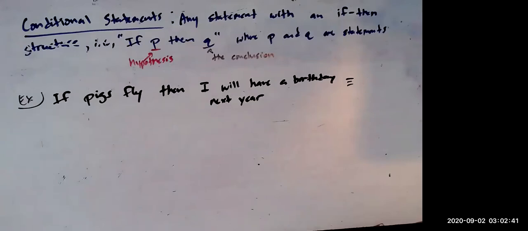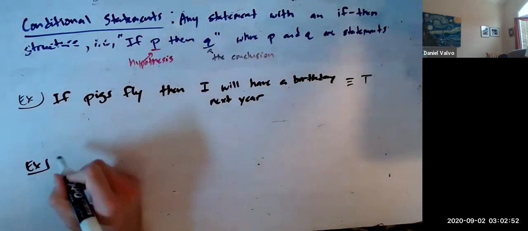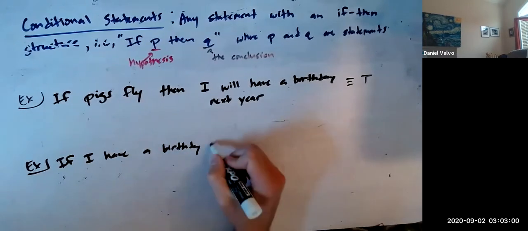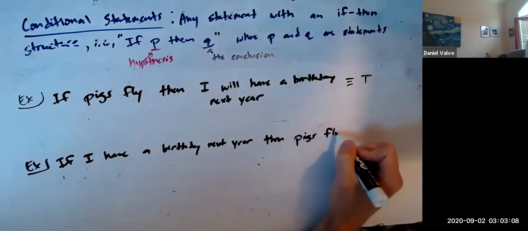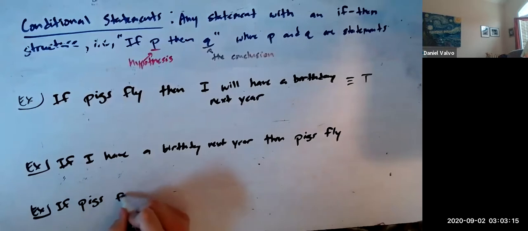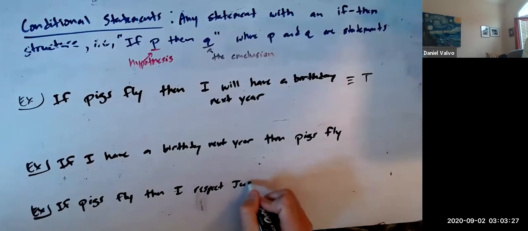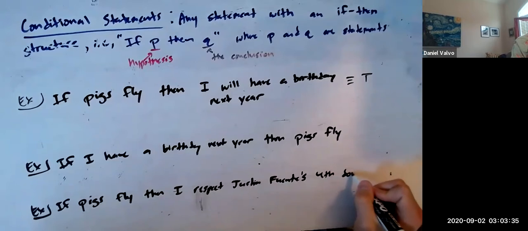I think it's true because you still will have a birthday next year regardless, right? I still will have a birthday next year regardless. Actually, let's do a few examples at once. If I have a birthday next year, then pigs fly. And then let's also do, if pigs fly, then I will respect Justin Fuentes' fourth down decisions.